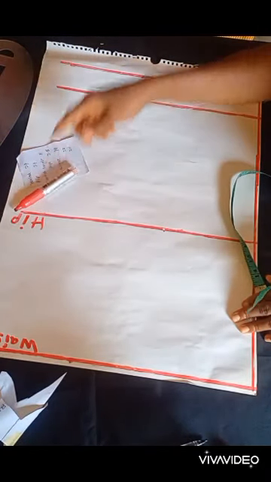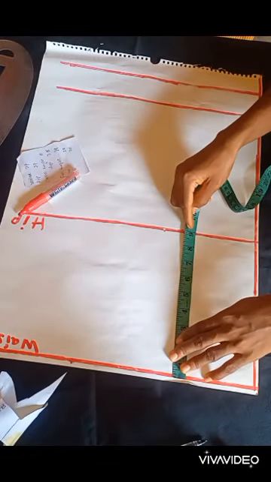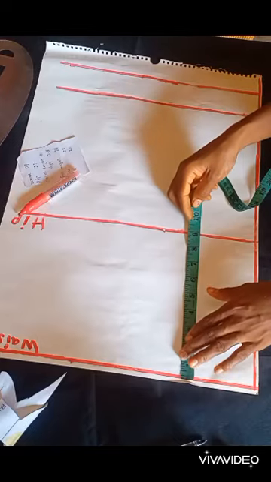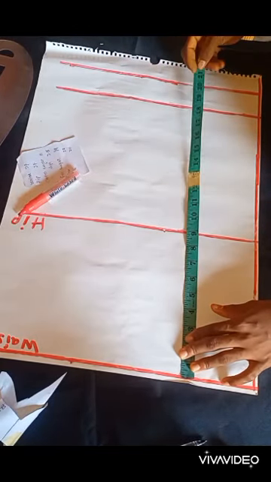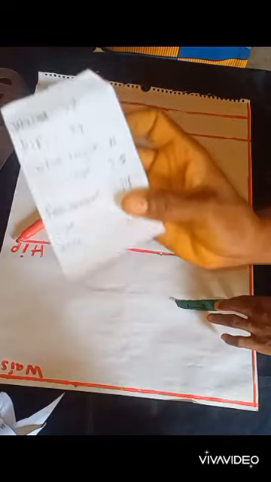Let's go. First of all, on your pattern paper, you mark your waistline and your hip line. I used 9 inches here, as you can see, and your full length of the shorts. The full length I used in this video is 20 inches. So this is my measurement that I'll be using for the video.